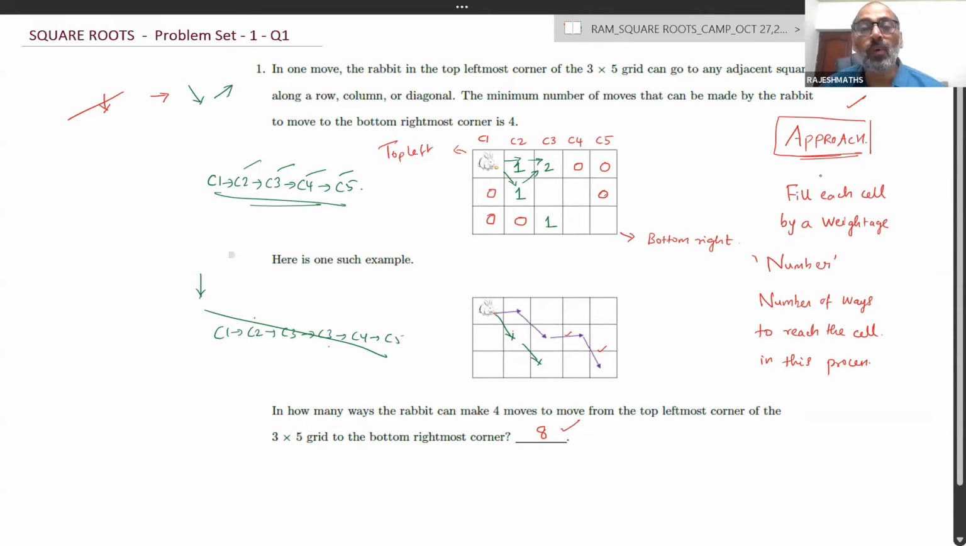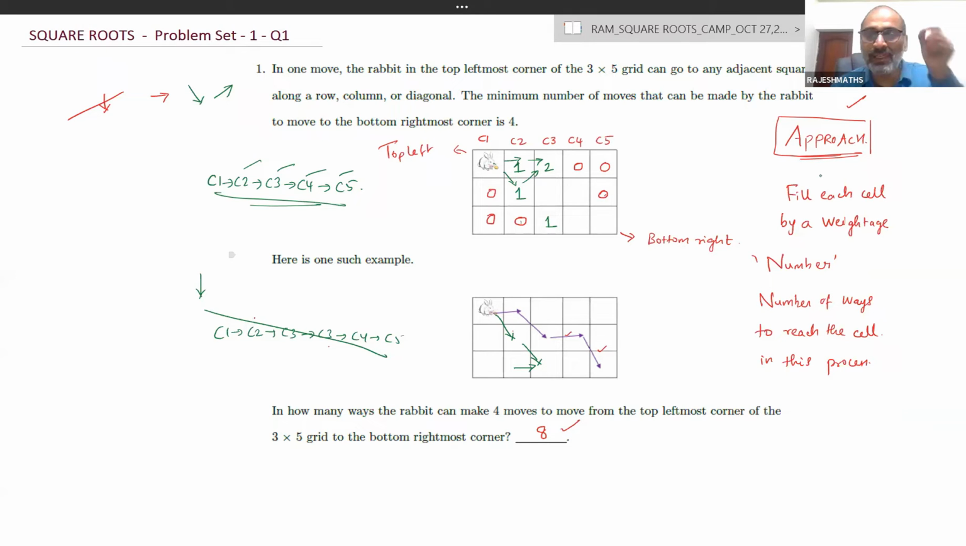Now, why is this 1? Because there is only one way you can come. From here you cannot come, because if you come here, in column 2, the rabbit would have come directly here. It's not possible because it is the 3rd row. The rabbit is in the 1st row. The rabbit can come diagonally down to the 2nd row only. So there is a 0. That means I am putting weightages. What is weightage? The number of ways the rabbit can reach that cell during the travel, because the rabbit is going to move from the top left to the bottom right corner.